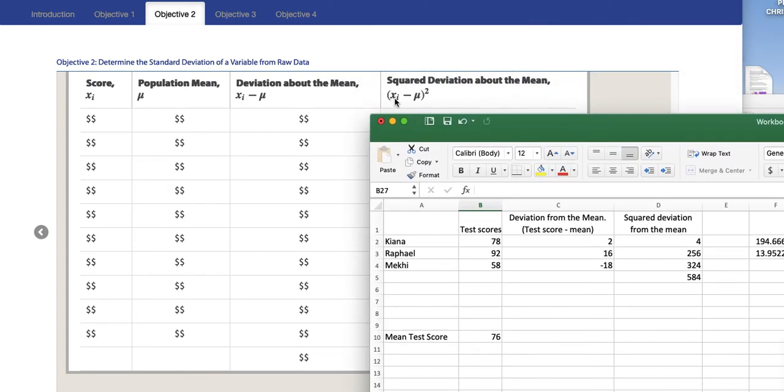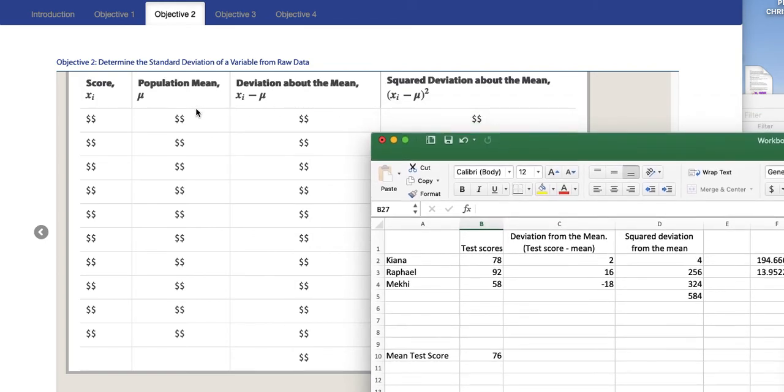The formula, this x sub i, just means that you'd take the first value, so in this case, that would mean 78 minus mu, which is the mean. So it would just be 78 minus 76. That's what that means. And square it. So 78 minus 76 is 2, and squared it is 4.